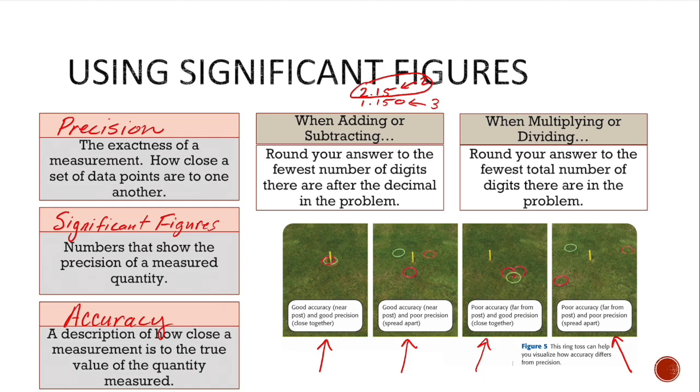On the second type, when we multiply or divide, we round our answer to the fewest total number of significant digits there are in the problem. So let's say we had 4.5 times 2.105. Because there are 2 significant figures total in this problem, and there are 4 significant figures total in this problem, our answer can only have 2 digits in it as the total at the very end. And we'll do some practice with this in a moment.